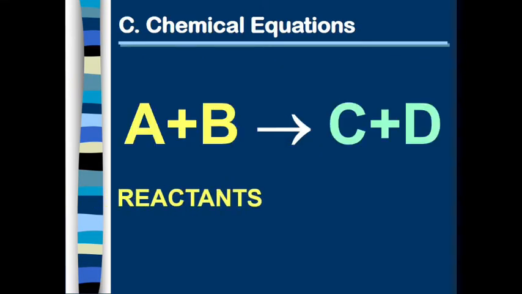Again, reactants are on the left side of the arrow, products are on the right side of the arrow. You don't have to have 2 reactants and 2 products, but anything to the left, reactants, anything to the right of the arrow, products. A, B, C, and D are just generic.